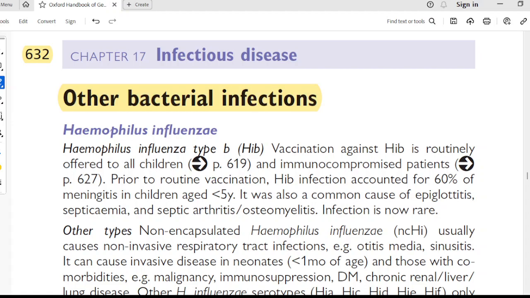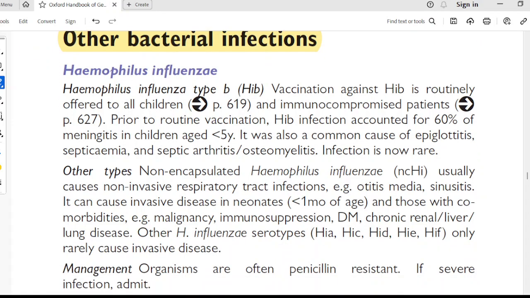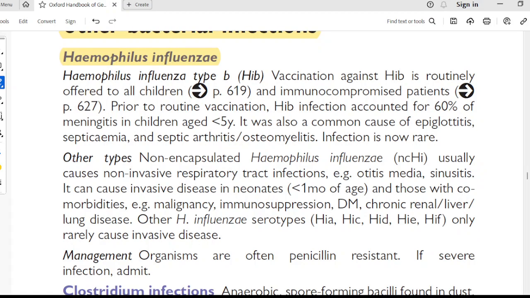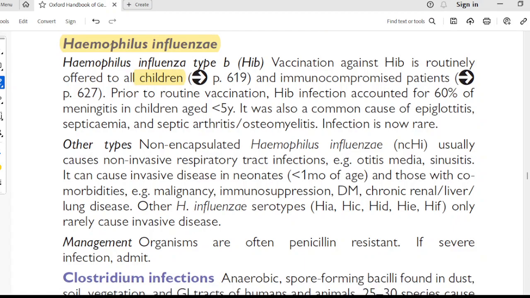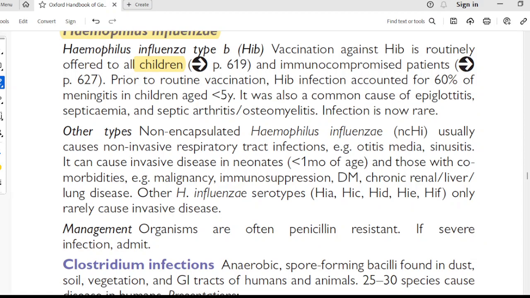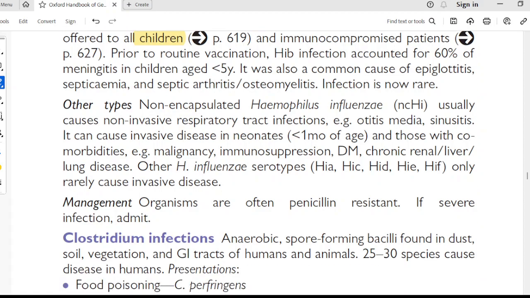Page 632, other bacterial infections. Haemophilus influenzae type B. Vaccination against Hib is routinely offered to all children and immunocompromised patients. Prior to routine vaccination, Hib infection accounted for 60% of meningitis in children aged less than 5. It was also a common cause of epiglottitis, septicemia, septic arthritis, osteomyelitis. Infection is now rare.